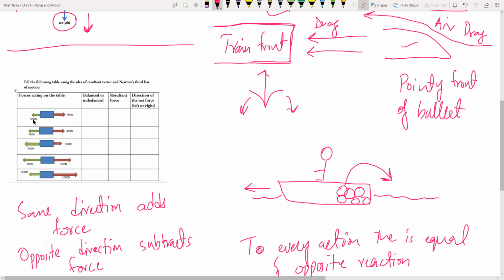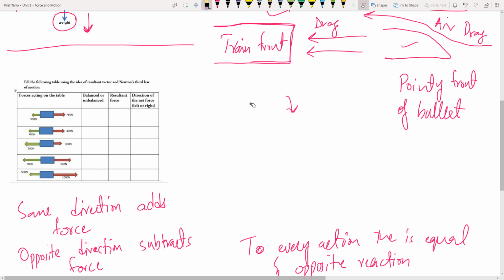Over here you can see on the left there is 500 newtons, and on the right there is 750 newtons. I'm just going to erase this board, as well as this bird, to have some more work area. I'm always going to deduct the smaller number from the bigger one, so it is 750 minus 500. That gives you 250. So the resultant force is 250 newtons. Is it balanced? It's unbalanced, so I'm going to write UN. The direction of the force is towards the right, because this force is greater.